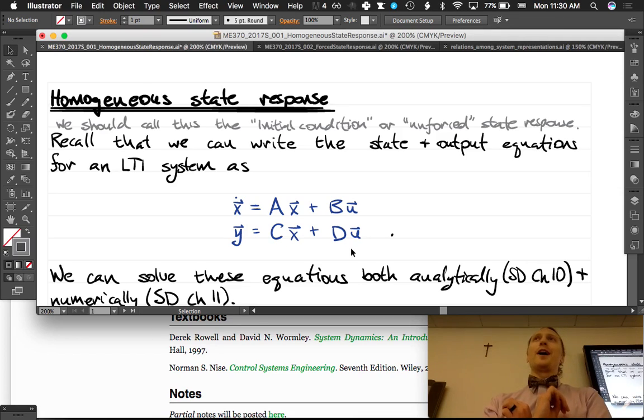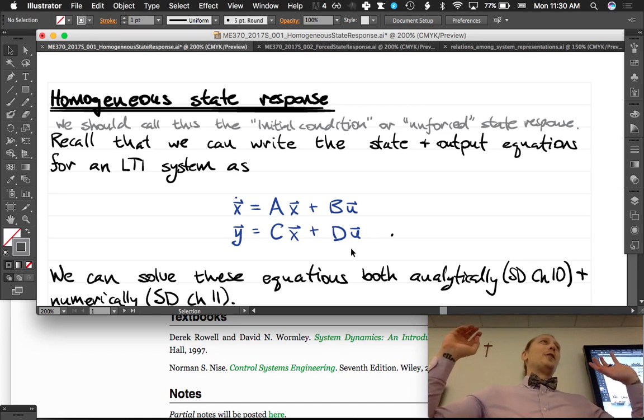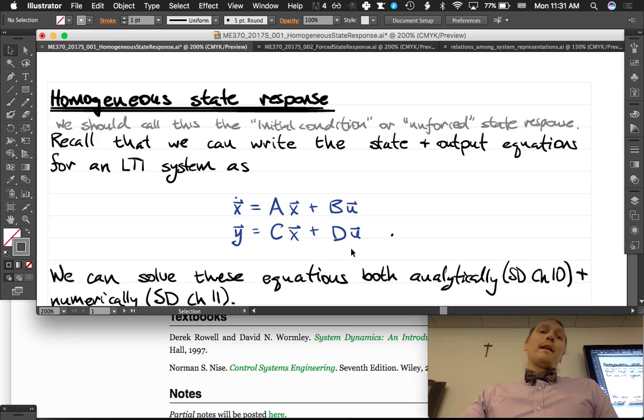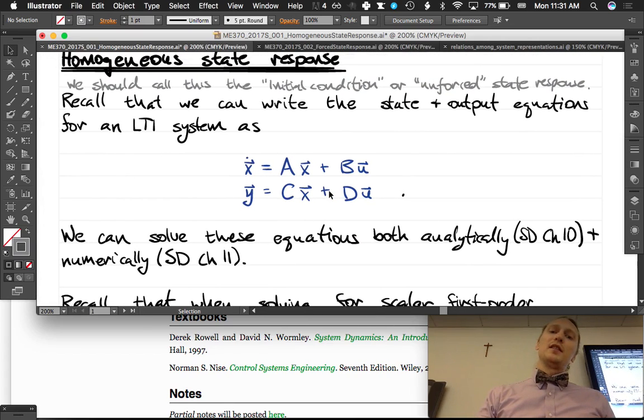ODE45. Did you guys learn that in your 305 class, Engineering Computer Applications? Yeah, so ODE45. LSIM is just a wrapper around those ODE solvers, like ODE45 and so on, and they just crank through. It's almost as easy to use ODE45 or ODE15s depending on your application. But LSIM just chooses for you. It's kind of nice. Okay, so what we're going to learn about first is how to solve them analytically.